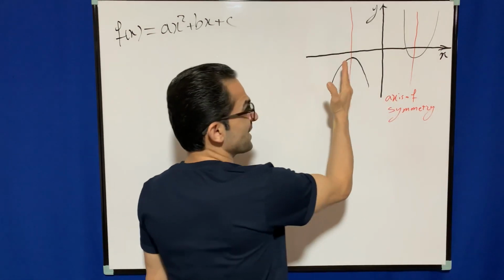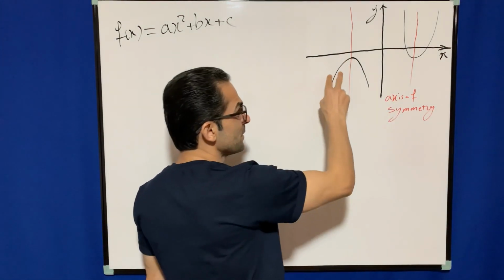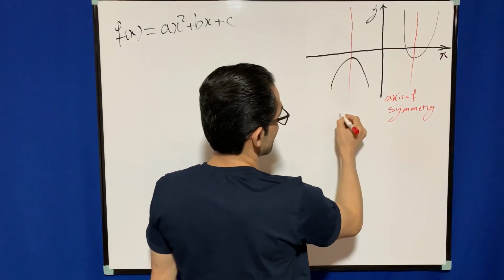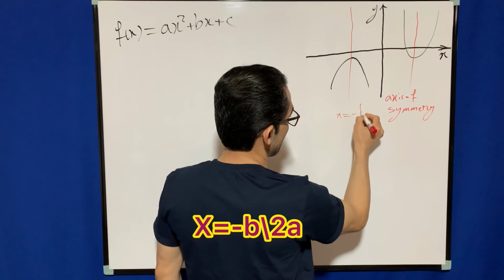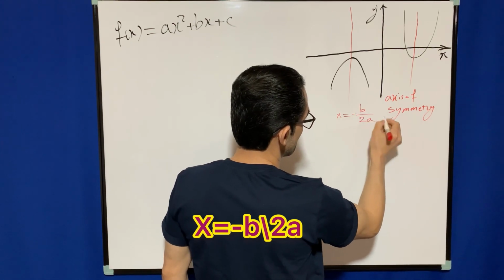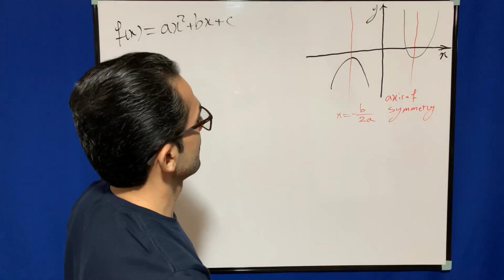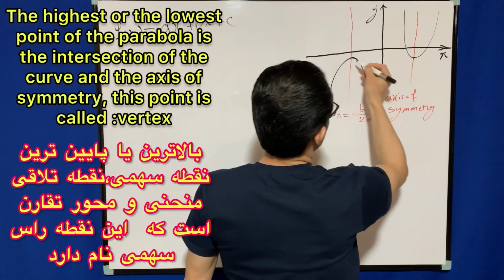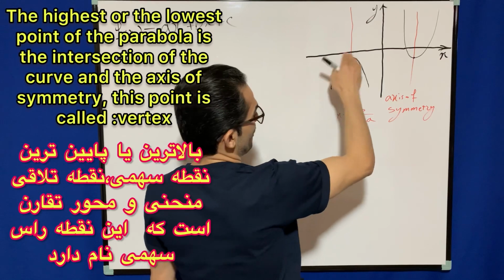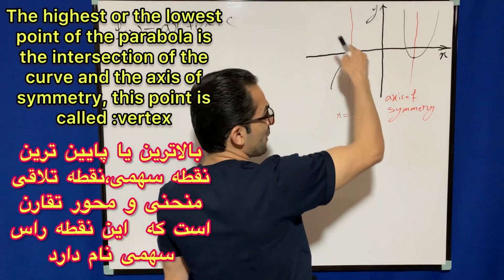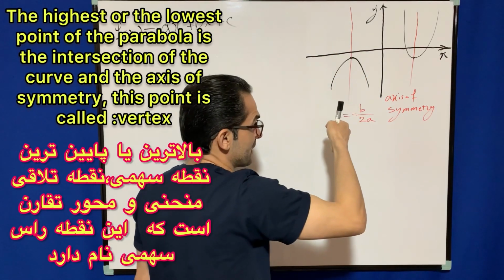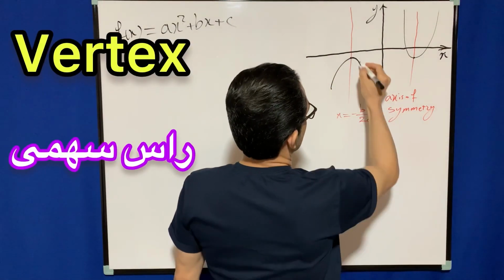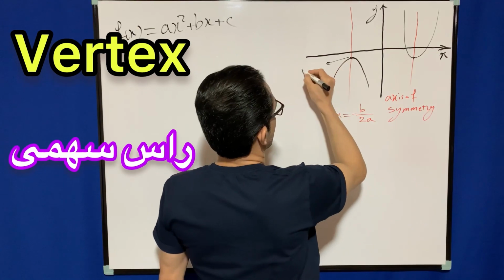In fact, it creates a mirror-like reflection of either side of a parabola. And the equation of axis of symmetry is x equals negative b over 2a. If you notice, the highest or the lowest point of the parabola is the intersection of the curve and axis of symmetry. This point is called vertex.